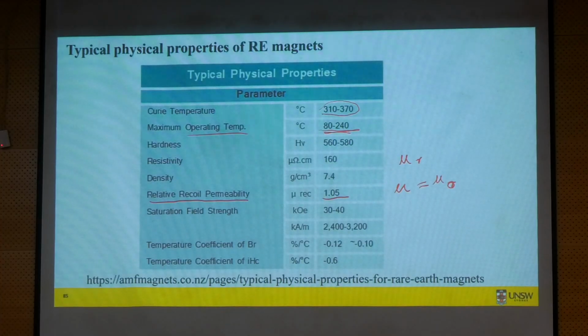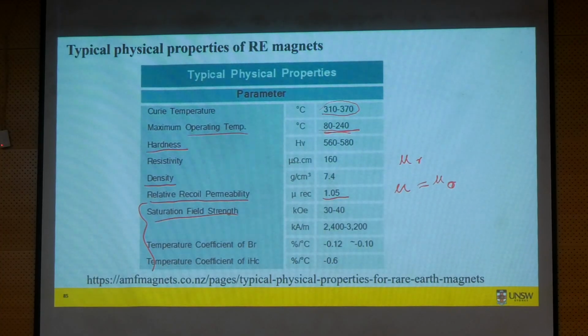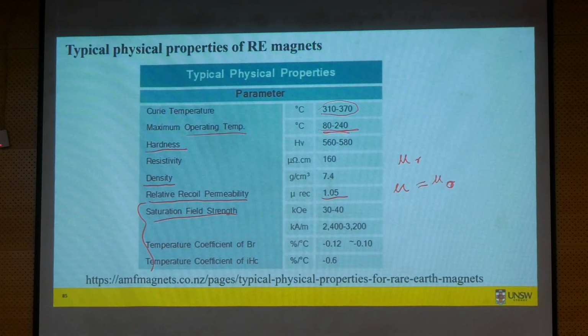Saturation field strength, etc., may sometimes be required, but these three properties are not that important. But hardness and density are sometimes required. Hardness is important if you are going for high speed applications. In high speed applications, you want the magnet to withstand very high mechanical stress, so you may want to look at the hardness of the material.